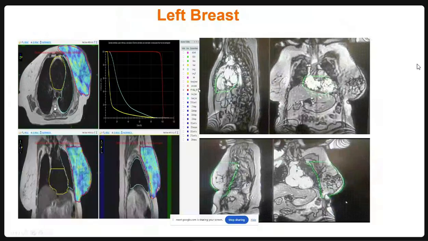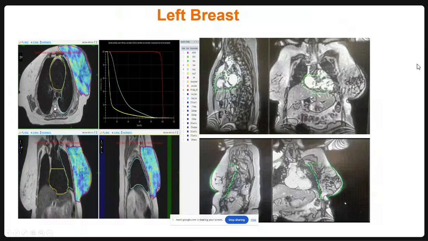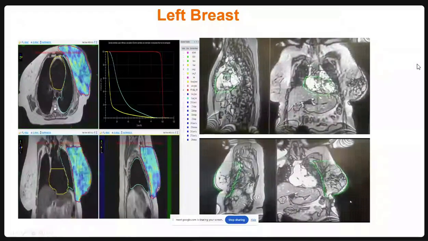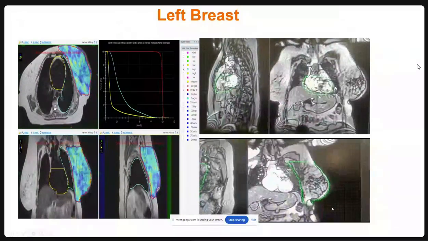This is again a typical example where most of the time we thought that whenever we treat a breast patient, the breast moves, but the breast doesn't move. It's the heart which is coming into the field and receiving the dose. So we have to be very careful.